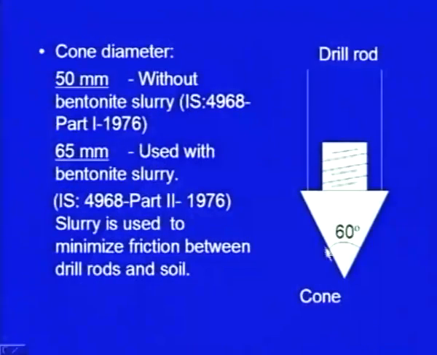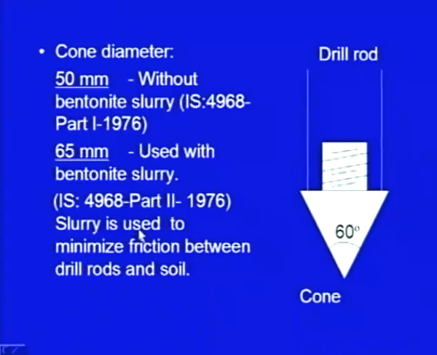Here I have shown the cone which is attached to the drill rod. This is the cone and it is attached to this drill rod. The apex angle of the cone is 60 degrees, and the standard diameter of this cone is 50 millimeter when it is used without bentonite slurry, as per IS 4968 part 1, 1976. Sometimes another diameter is also recommended by the code. The diameter is 65 millimeter, and it is used when bentonite slurry is used.